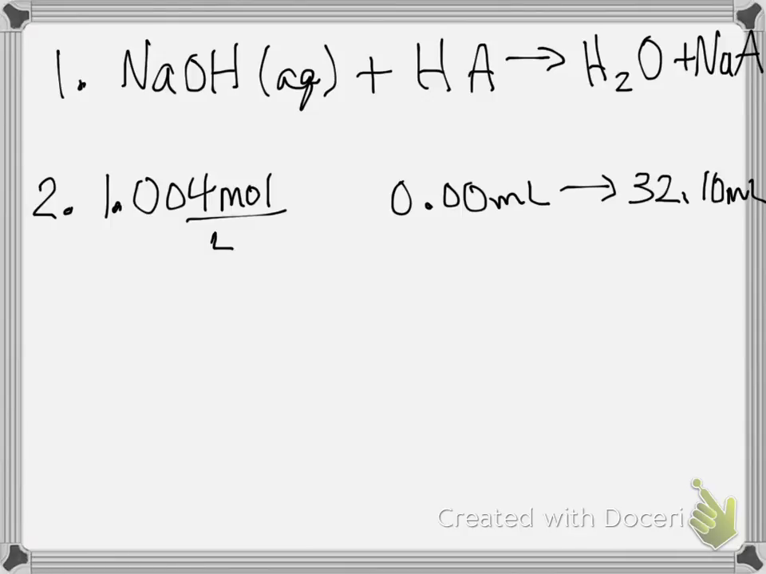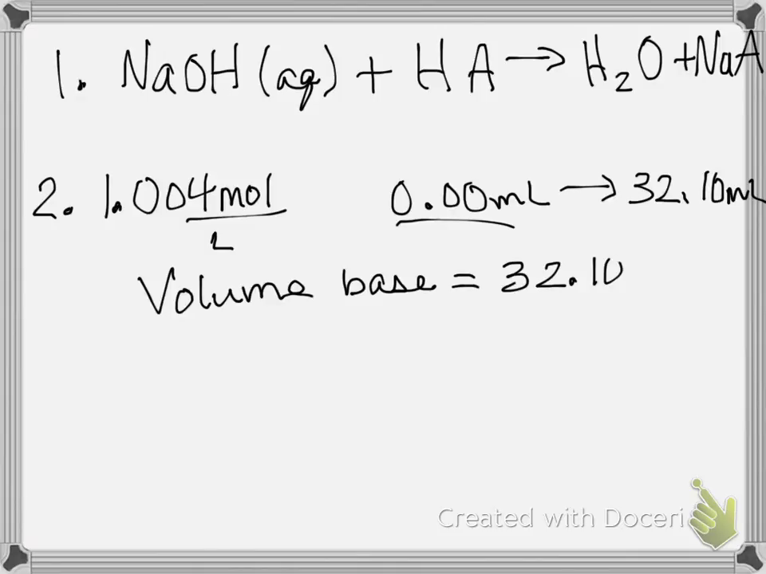Now, when we do our titrations, it might not start off at 0. It won't start off at 0 every time. So we can figure out the volume of base by subtracting final minus initial. So in this case, it would be 32.10 minus 0. So of course it's 32.10 milliliters.